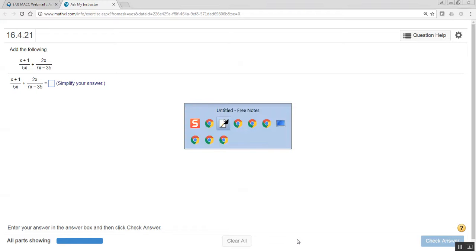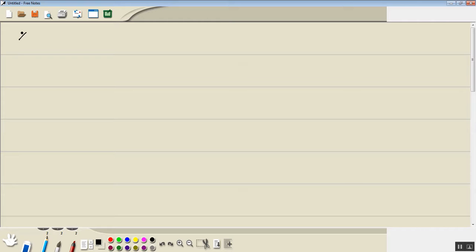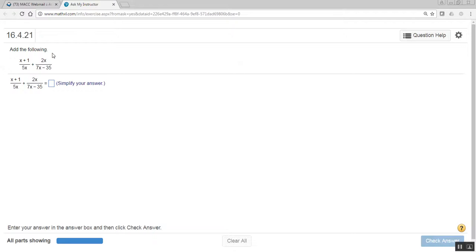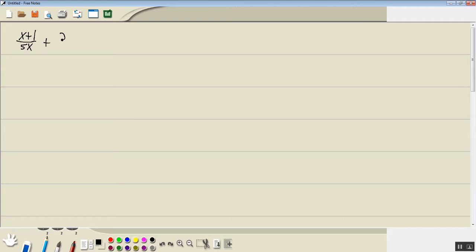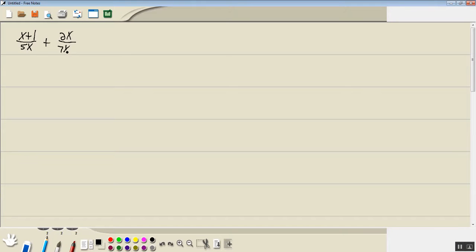Let's take a look at this problem. We got x plus 1 over 5x plus 2x over 7x minus 35. Now our steps for adding rational expressions is step 1. We want to factor all our denominators.